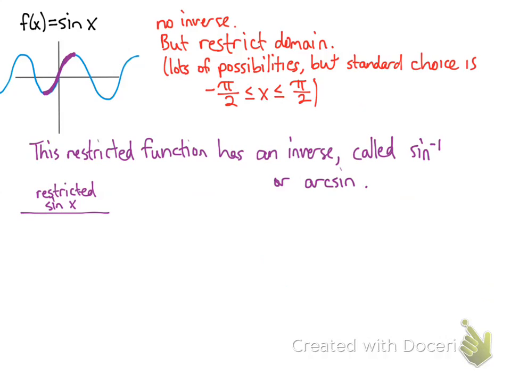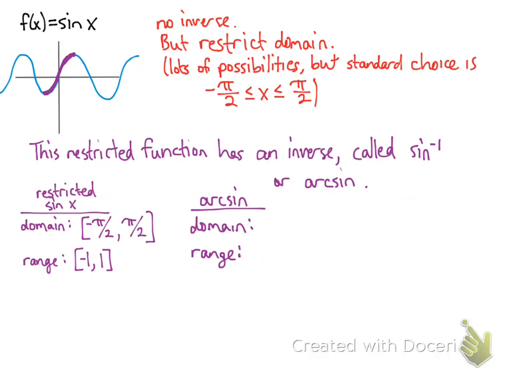Okay, so the restricted sine function has a domain restricted to negative pi over 2 up to pi over 2, including those two endpoints, right? That's what we restricted the domain to. And its range is the same as the range of the original one. The y values it covers go all the way from -1 up to +1, the bottom of the valley to the top of the hill, right? So what are the domain and range of the inverse sine or arc sine function?